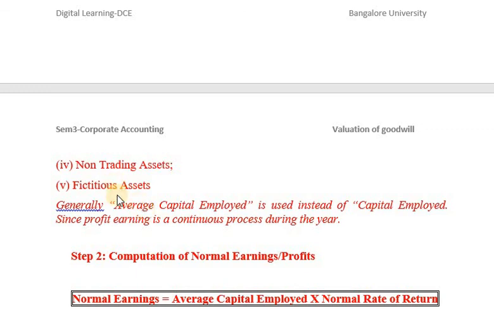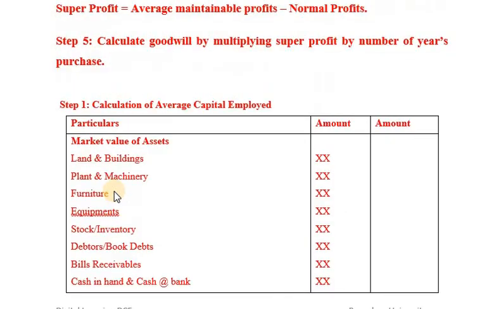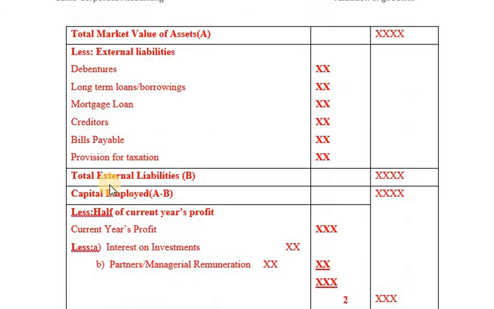So, first step, we must calculate capital employed, and from that, average capital employed. What is average capital employed? Average capital employed means capital employed minus half of current year's profit. So what is capital employed? Capital employed is nothing but total market value of assets minus external liabilities.